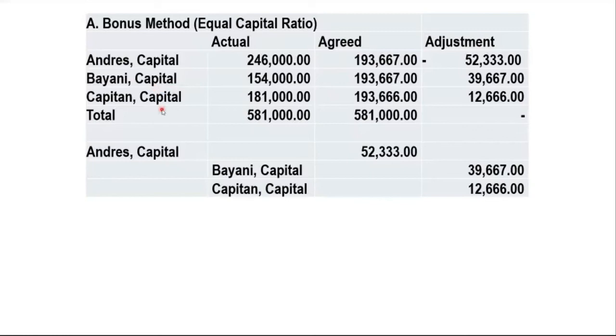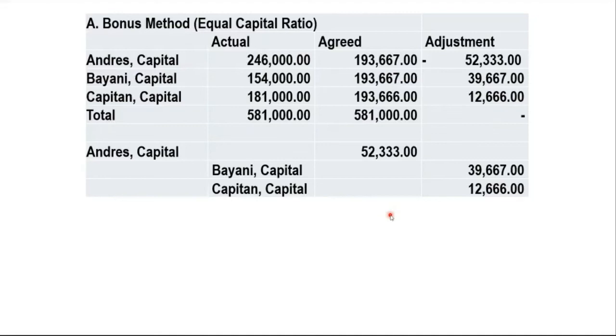Tapos si Bayani at saka si Kapitan, dagdag, 'di ba? Plus yung nakalagay doon kasi wala namang minus na nakalagay. So malamang plus 'yon. So paano mo ba dadagdagan yung capital? Ike-credit mo. So credit mo si Bayani and Kapitan by the amount provided there. So after mong gawin yung adjusting entry na to, masasatisfy na natin yung agreed capital. Yun. Okay? So ganun yung process natin.